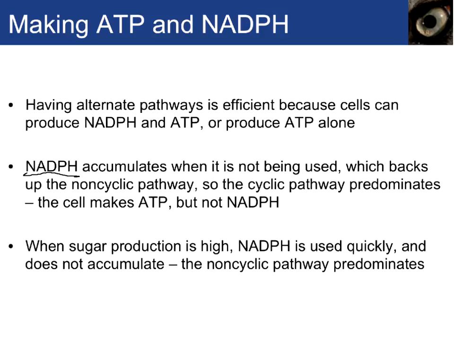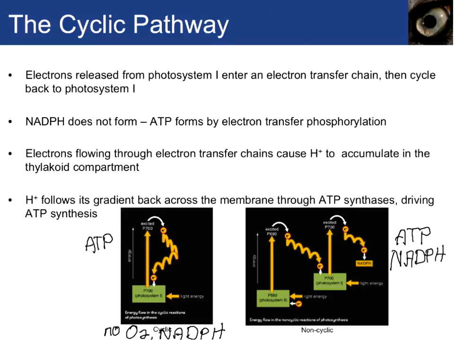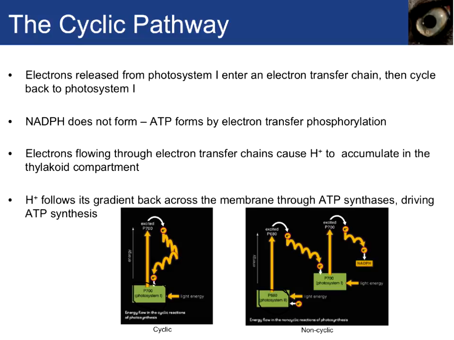Correct. So the cyclic pathway only has photosystem 1, whereas the non-cyclic pathway has both photosystem 2 and photosystem 1. So here, let's go back a couple slides, and so you can see it here. So this one on the left, the cyclic pathway, you only have photosystem 1. Whereas on the non-cyclic pathway, you first hit photosystem 2, and then that excites the electron, which then goes to photosystem 1.